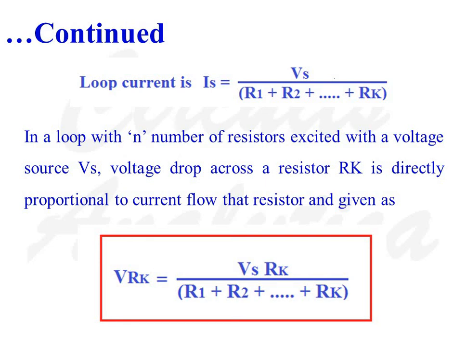So in a loop with n number of resistors excited with a voltage source Vs, the voltage drop across a resistor Rk is directly proportional to the current flow through that resistance and is given as VRk is equal to Vs into Rk, the whole divided by R1 plus R2 plus R3 plus etc. plus Rk. So this is the voltage division rule.